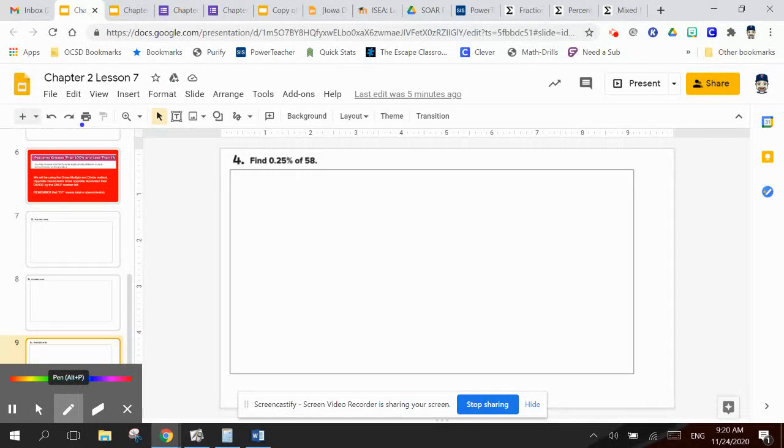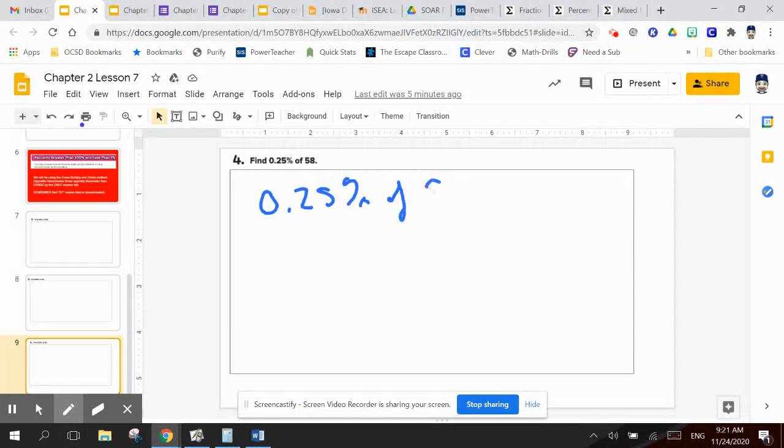The last one is finding 25 hundredths percent of 58. So what I'm going to do as a decimal, I'm simply going to write that number, 0.25, as my numerator over 100. I know it's silly that we have a decimal on top as my numerator, but for this purpose, we're going to use it. Of tells me to multiply. It also tells me that this number is my denominator.